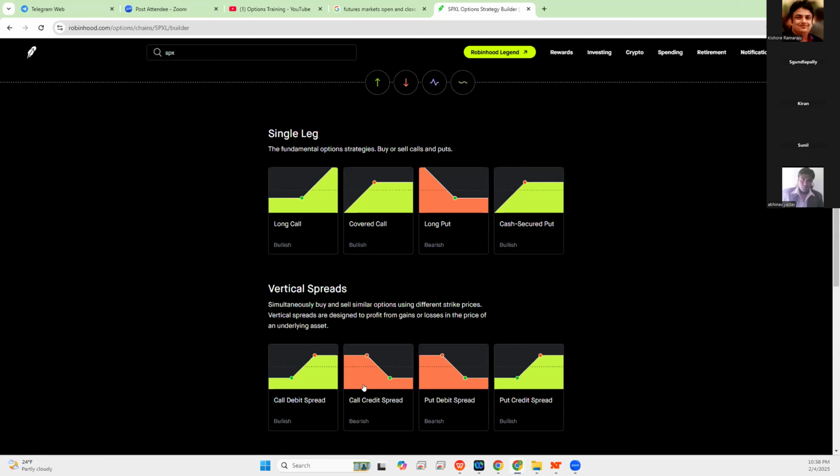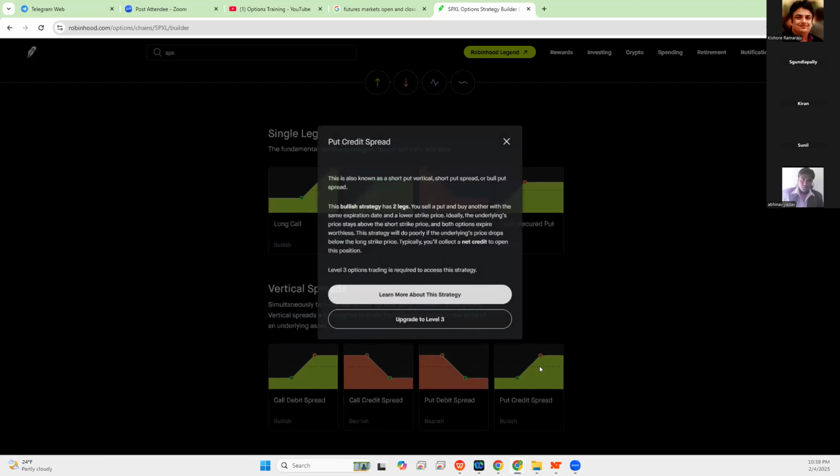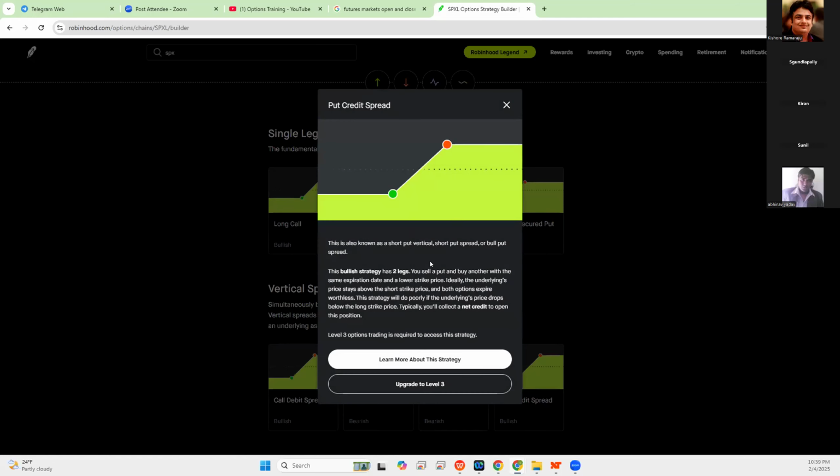Whenever you are bearish, you do a bear call spread, which is a call credit spread. So whenever I say bear call, that is the call credit spread. Whenever I say bull put spread, that is the fourth one, the last one. Bull put. Oh, okay. So you have to click on that. Whenever I say take this SPX bull put, so yeah, there you have upgrade.